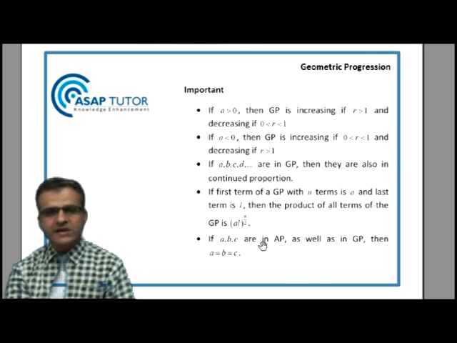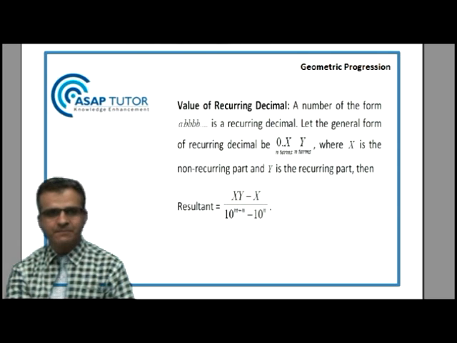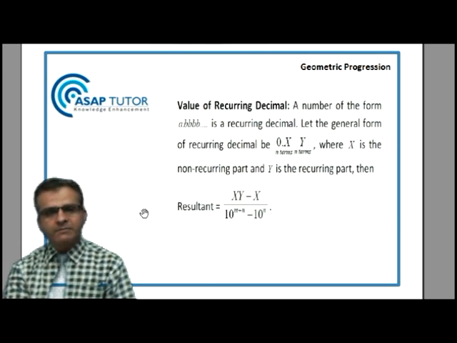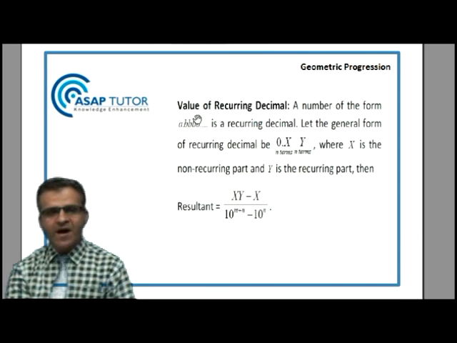If A, B, C are in AP as well as in GP, then it means A is equal to B is equal to C. Now one important application of GP is to find the value of a recurring decimal.